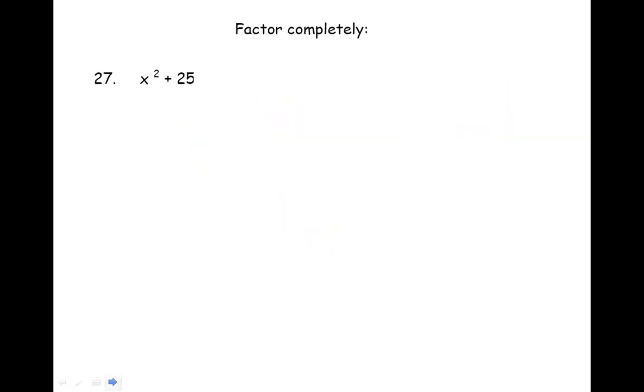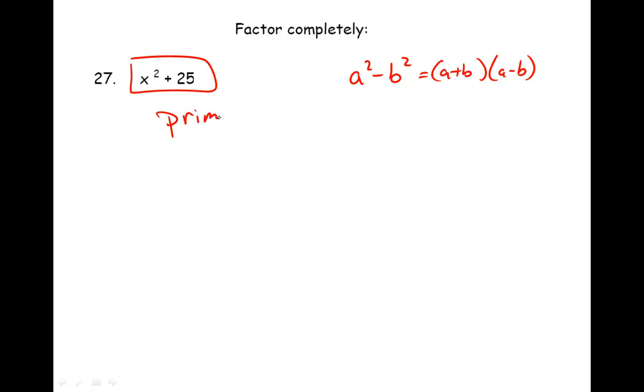Number 27, we want to factor completely. What you need to recognize is we have something called a difference of squares. If we have two perfect squares but they're being subtracted, we could factor it as a plus b, a minus b. But we don't have something that's called a sum of squares, so number 27 is not factorable. We can't factor a sum of squares, but we can factor a difference of squares.